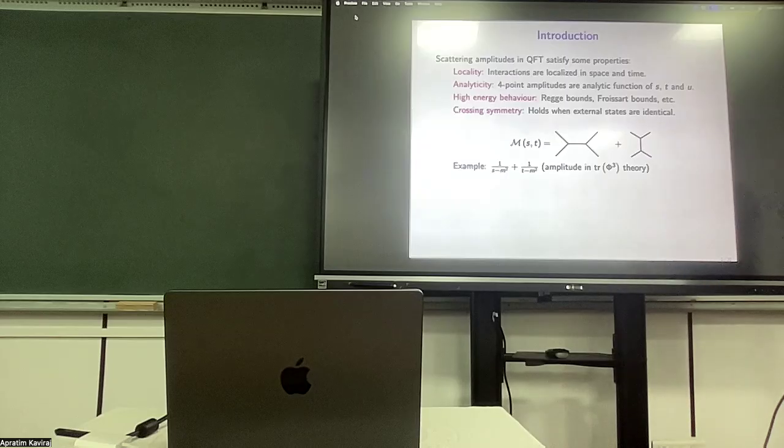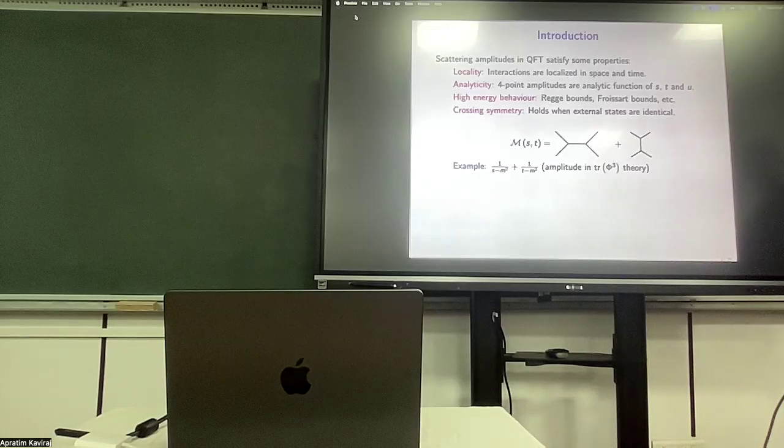So here is an example of an amplitude, which is called trace phi cube. It's a theory where these scalars will be in the biadjoint representation of some internal group. And because of the color structure, we can talk about partial color-ordered amplitudes, which can be written on a plane, meaning the external states can be ordered in a given plane. And then we can just talk about the S channel and T channel if we talk about planar ordered amplitudes.